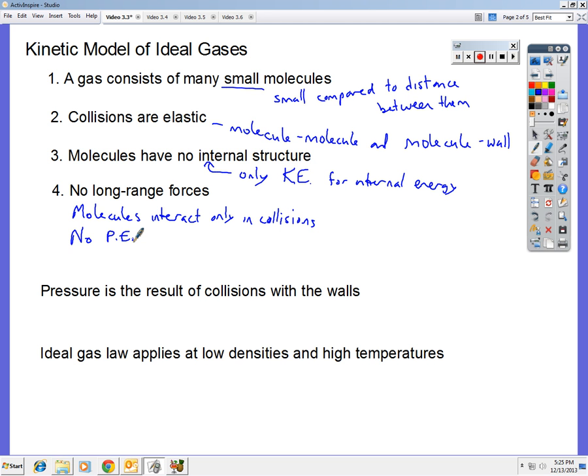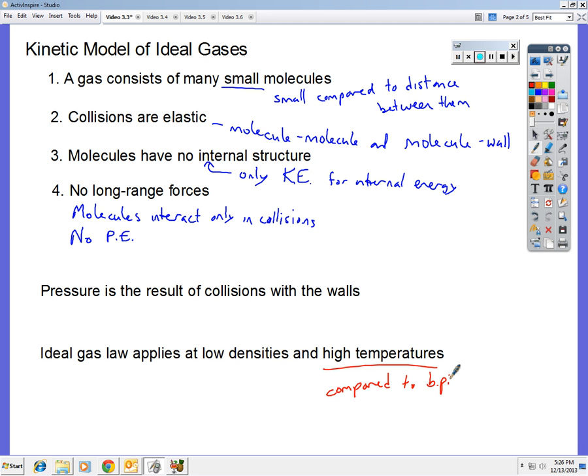The results of these 4 assumptions are actually very, very accurate in a lot of situations. Specifically, they're accurate when the densities are low, which is to say that the molecules are far apart, and also when temperatures are high. And when we say temperatures are high, what that means is high temperatures compared to the boiling point of the substance. So let's say you boil water in your kitchen, you've got a lot of water vapor there. Well, that is not an ideal gas because it's only slightly above its boiling point.